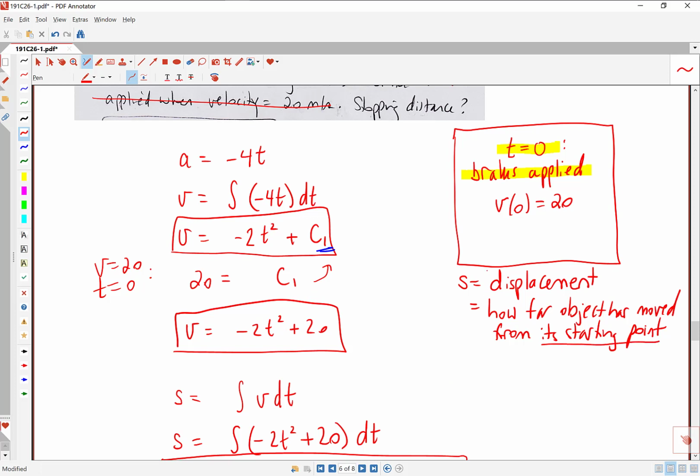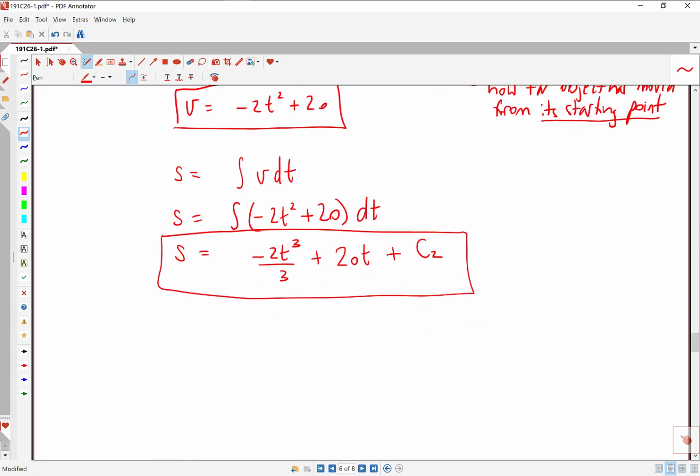So if you keep that definition in mind, then S of 0 must be 0, because by definition, at time 0, at the moment that the problem starts, how far has the object moved from its starting point? Well, it hasn't moved yet. That is a bit of a subtlety. It's something that can easily trip people up because it's implied and not stated in the problem. But that's actually what we're going to use right now to find the value of C2. Since this S represents displacement, then by definition, at the start of the problem, which is when the brakes are applied, the object has not moved any distance from where it was when the brakes were applied.